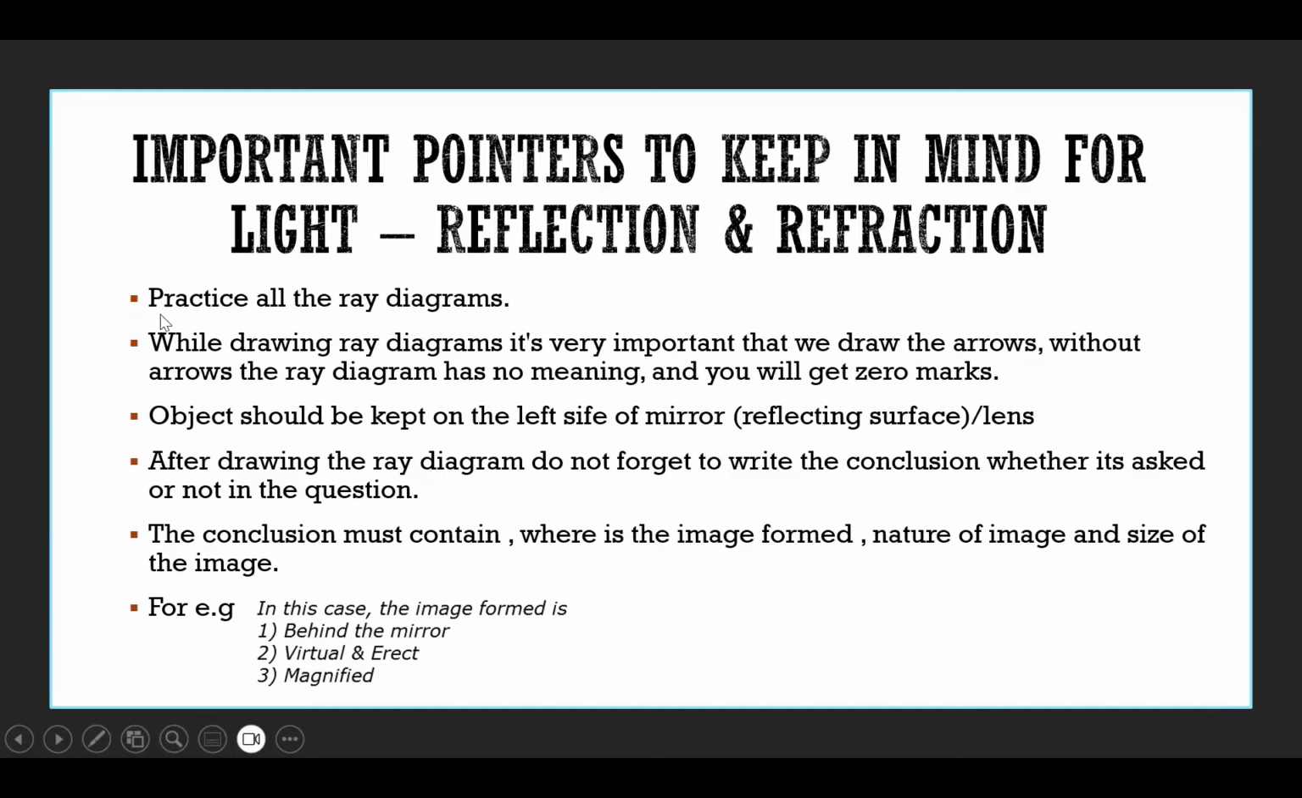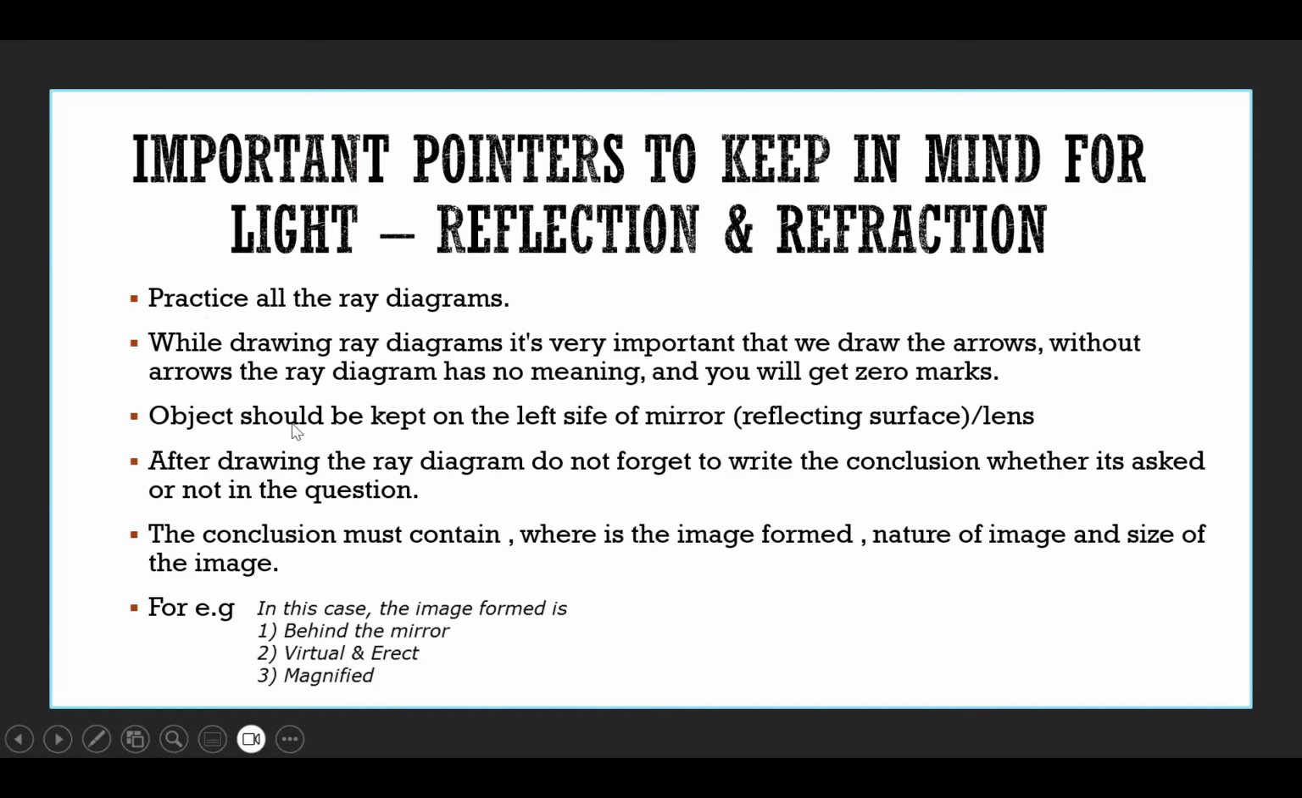So please make it a point that you practice all the ray diagrams. Now, it is observed generally that while drawing the ray diagram, students just draw the ray diagram and they forget to draw the arrows. So to give you an idea, if you don't draw the arrow, your answer will have no meaning and you will be getting 0 marks.